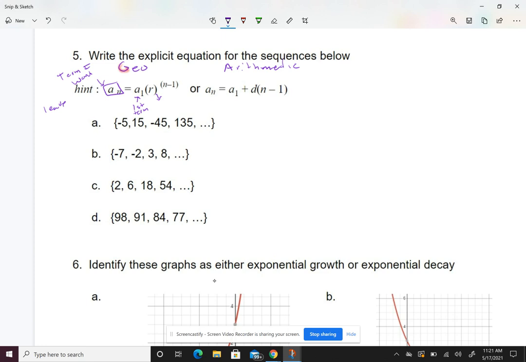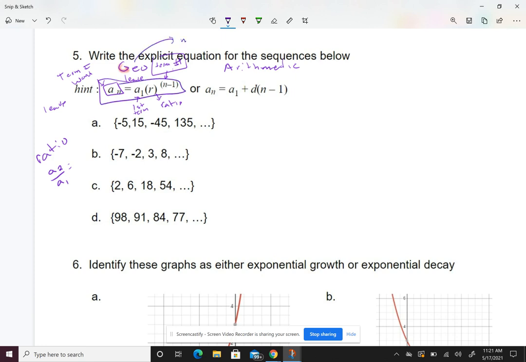R is the common ratio. To get the common ratio, I'm going to write it over here on the side so you guys have it. All you're going to do is take the second term divided by the first. That will give you your common ratio. And then n, remember, is the term number I want. For this problem, we're going to leave anything with an n in it. We would use this formula if it's geometric.